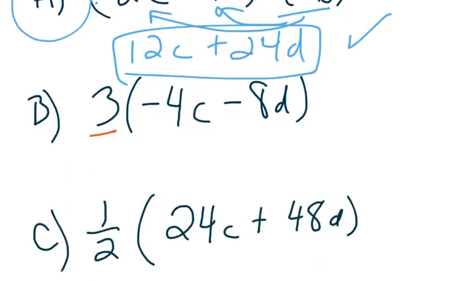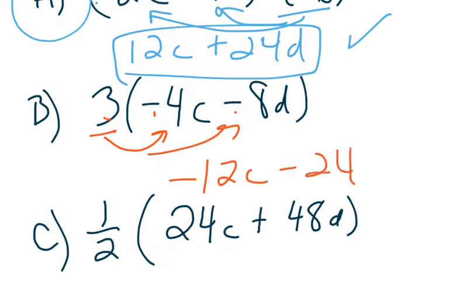Next up, we take the 3 and multiply it to both of these. So that gives you 3 times -4 gives you a -12c. 3 times -8 gives you a -24d. Since this is a negative and this is a negative, this is not our answer.